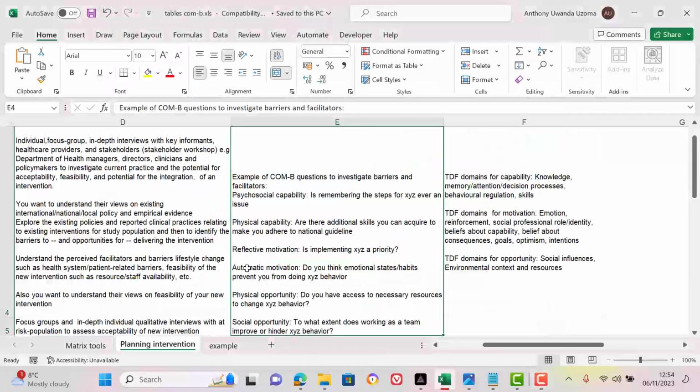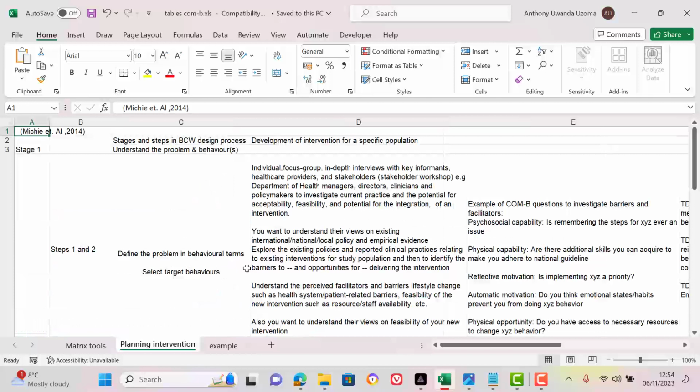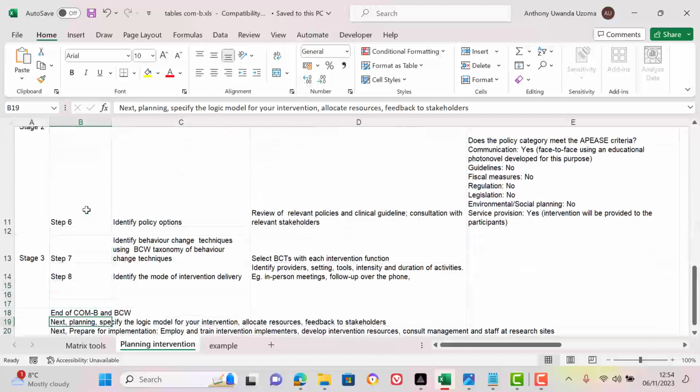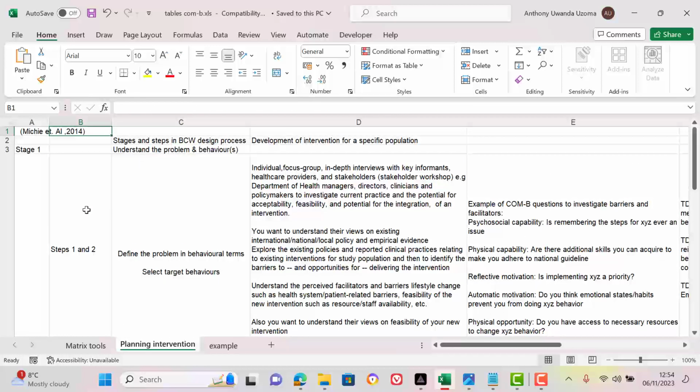All right, so I quickly compiled this just to help us understand the steps in planning an effective intervention using the COM-B model and the behavior chain wheel. According to Michie et al., there are 8 steps in planning an intervention, which I have summarized so that you'll be able to pick it up. It looks complex initially, but if I explain it, you'll understand it in a very simple way.